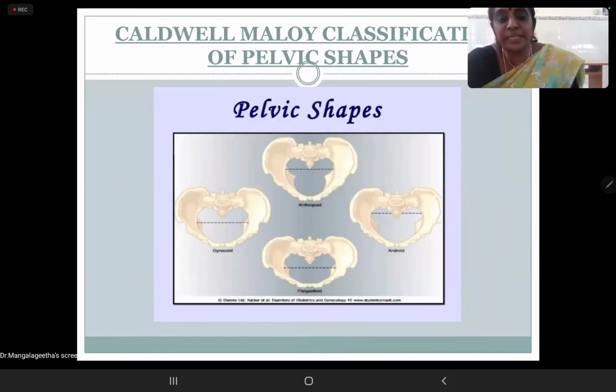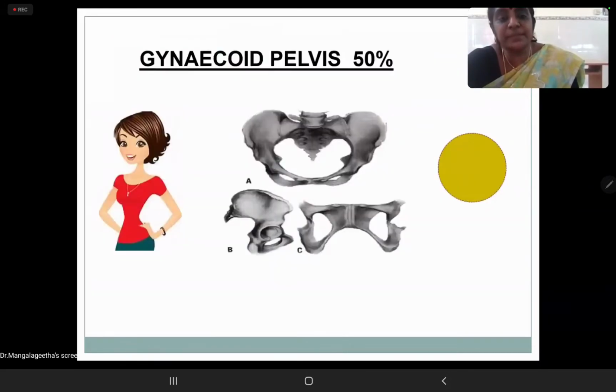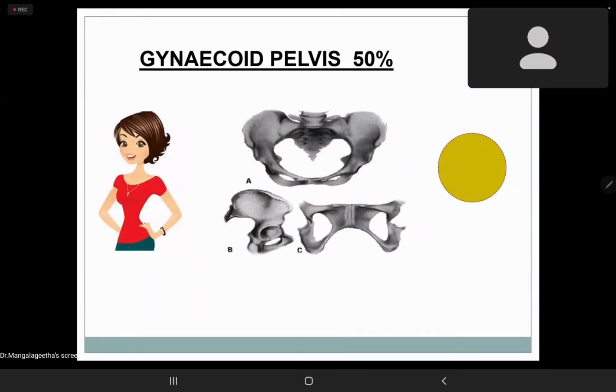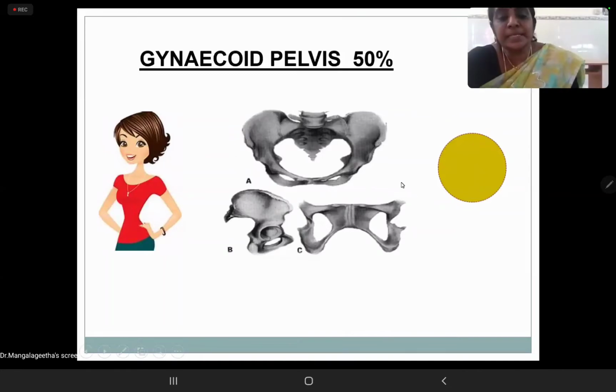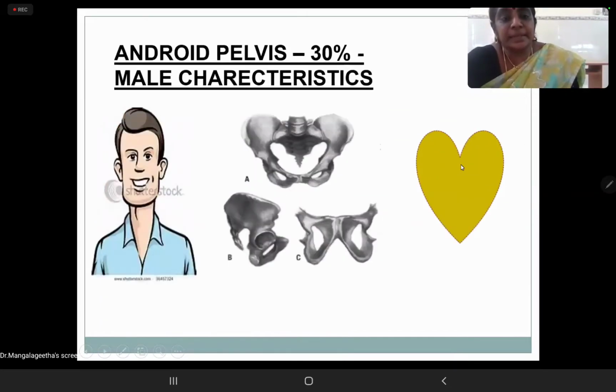Now important thing, pelvic shapes. Caldwell-Moloy classification of pelvic shapes. Here we have, first, your gynecoid pelvis. It is a female type of pelvis. It is around 50% and the inlet is circular. You can see it is more or less a circular inlet. The android pelvis is around 30%. Here the inlet is heart shaped. So why is it heart shaped? Because the sacral promontory is more prominent. So posteriorly, the space is lesser here.